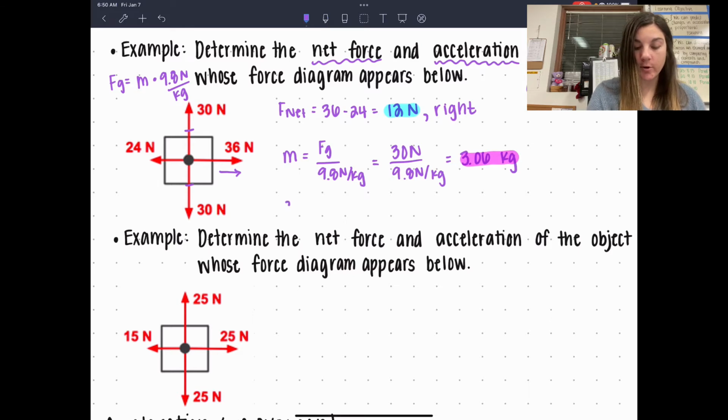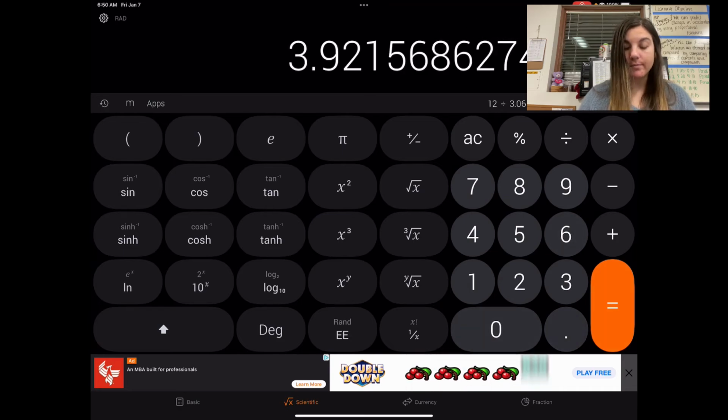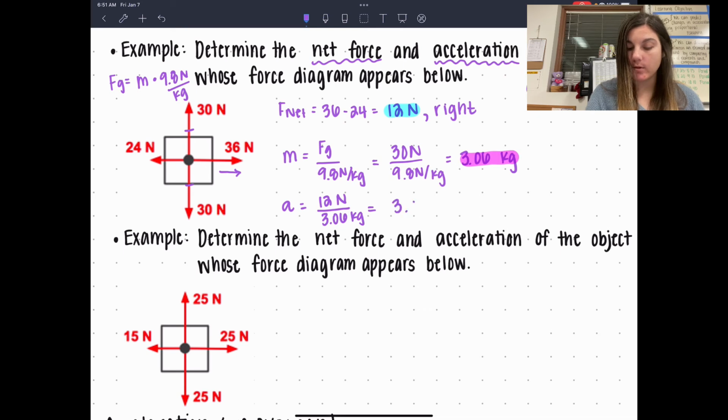So I'm going to show my work down here. Acceleration for this object is going to be equal to 12 newtons divided by 3.06 kilograms. And when I divide that, I know I'm going to get something around 4. But let's plug it in the calculator to get the exact value. Yep, I get 3.92, which is really close to 4. And the units on acceleration are meters per second squared.